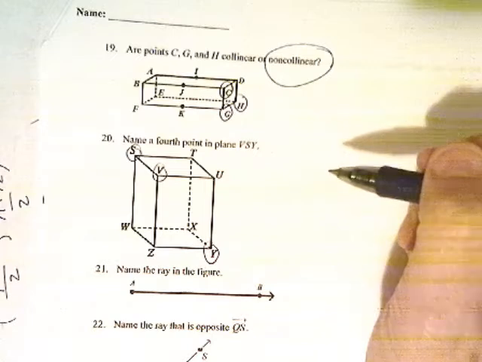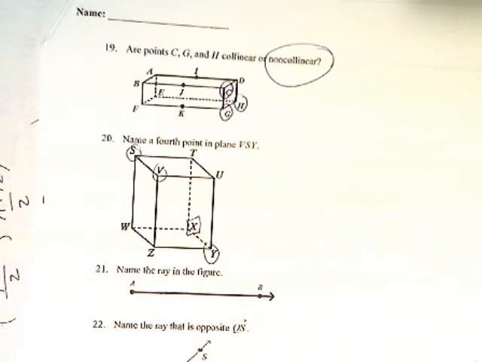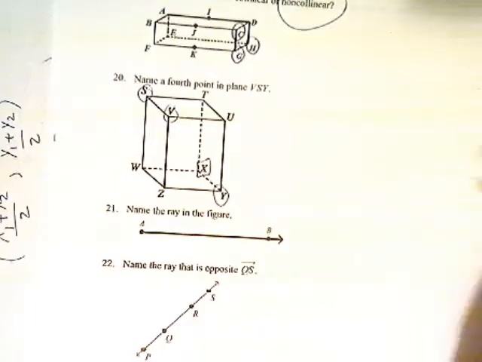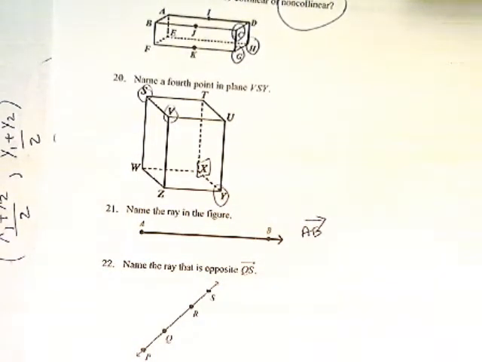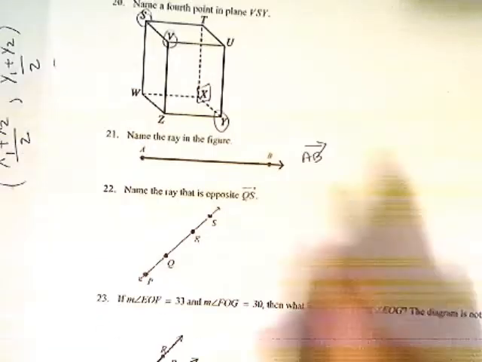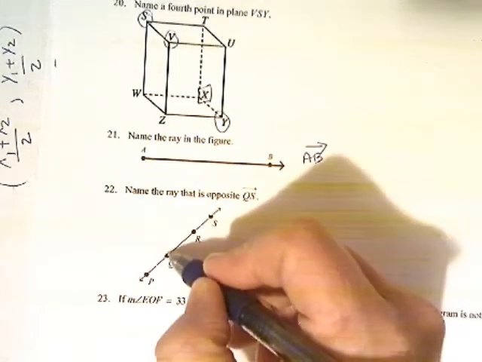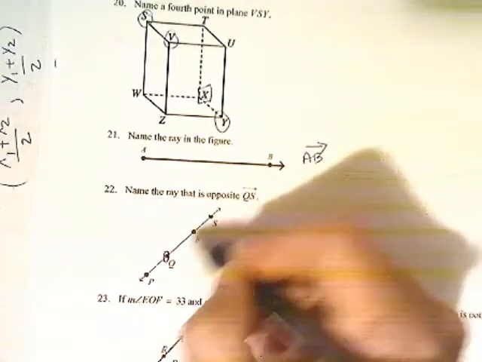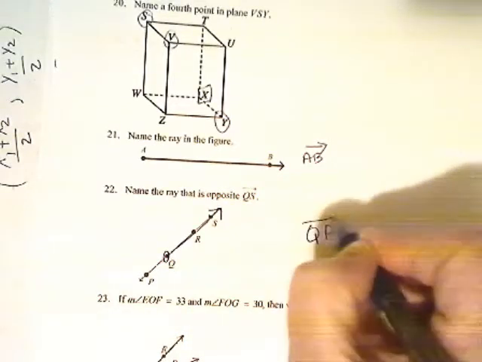That is a slanted plane, and the fourth one is X. 21, name this ray. You need to name it ray AB. You can't name it anything else. You cannot call it ray BA. You must call it ray AB because it starts at A. Name the ray opposite QS. That would be ray QP.